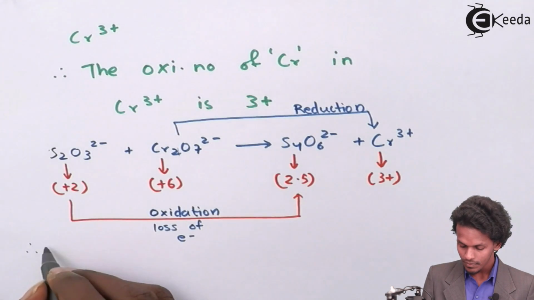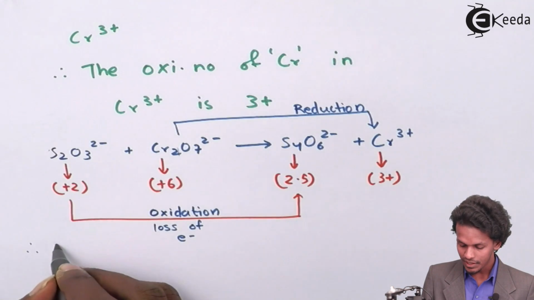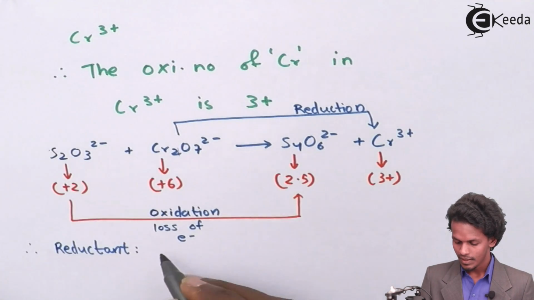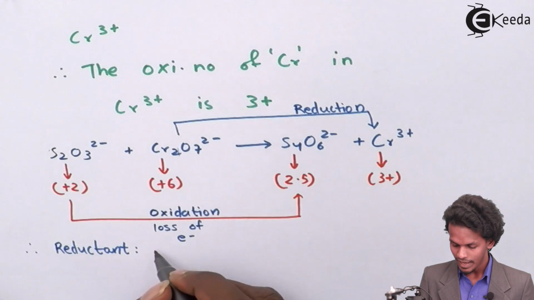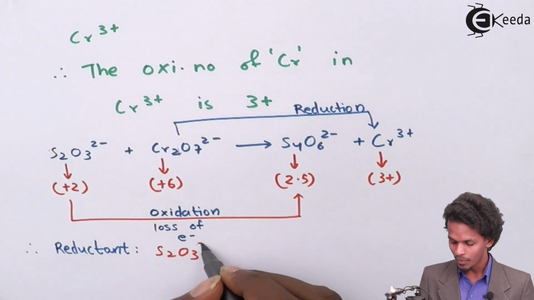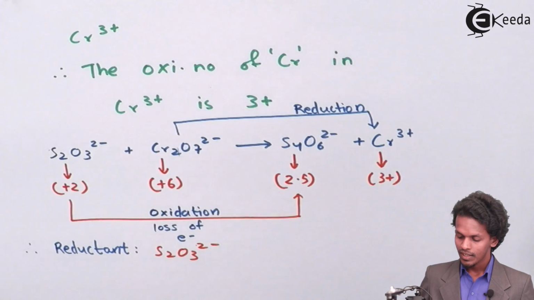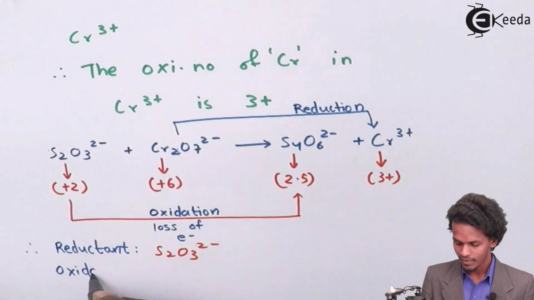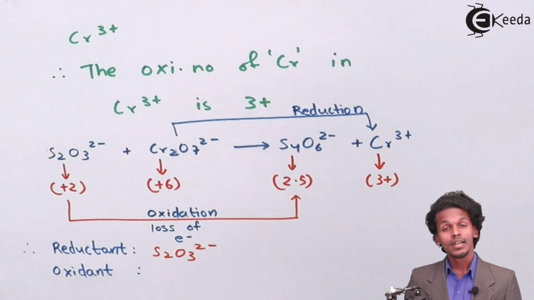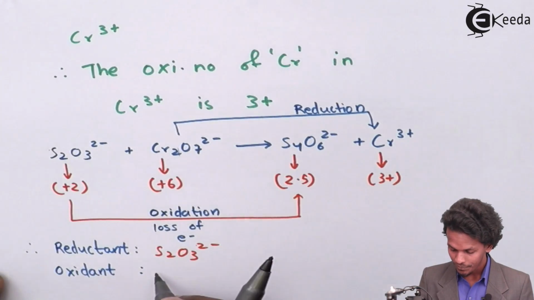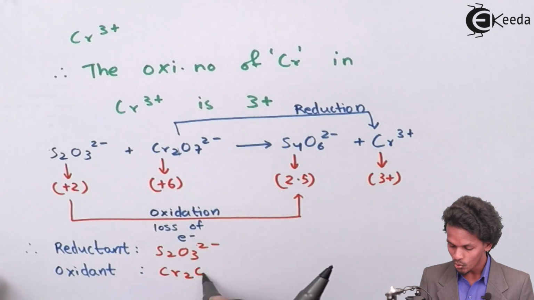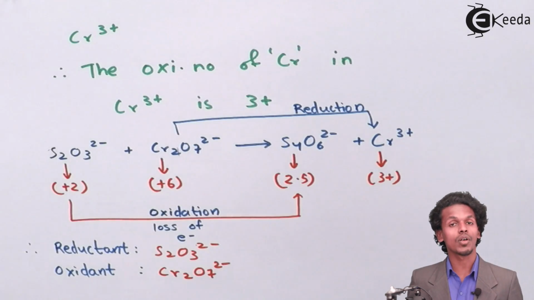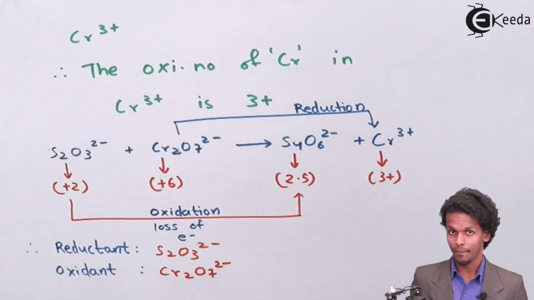Therefore the reductant is S2O3 2 minus, while the one who shows reduction is nothing but the oxidant, and in this case the oxidant is shown by Cr2O7 2 minus. So therefore we have determined which one is oxidant and which one is reductant.